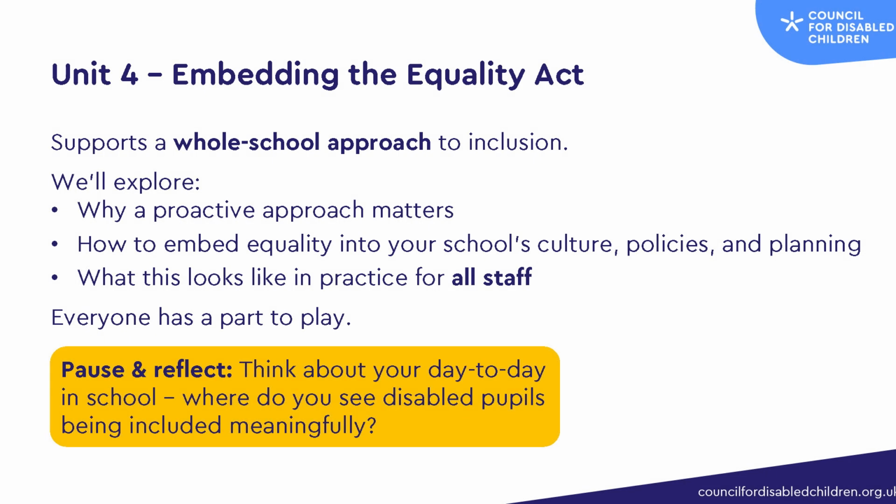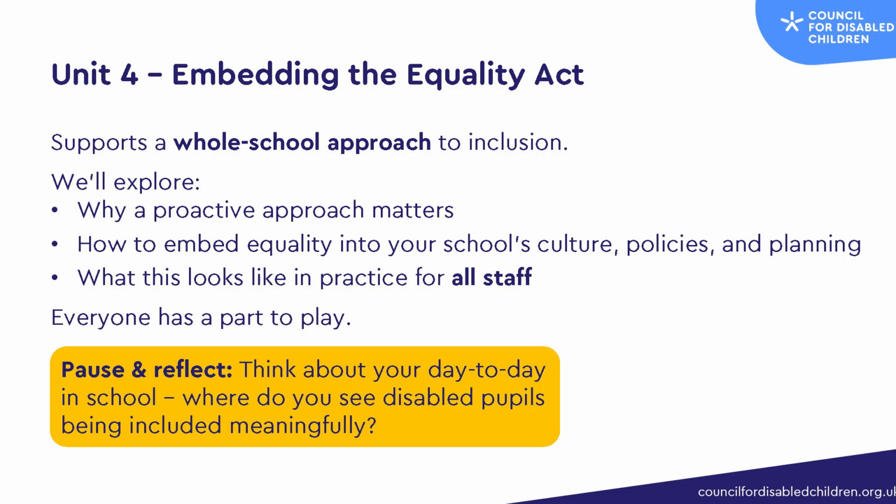Welcome to Unit 4, a whole school approach, embedding the Equality Act. Here we're looking at the bigger picture, how the Equality Act is lived out across the whole school. It's about the culture and values that shape daily life and the difference this makes for disabled pupils. When the right ethos is in place, barriers are reduced and pupils feel they belong, and that's something everyone in school plays a part in, whatever your role may be.